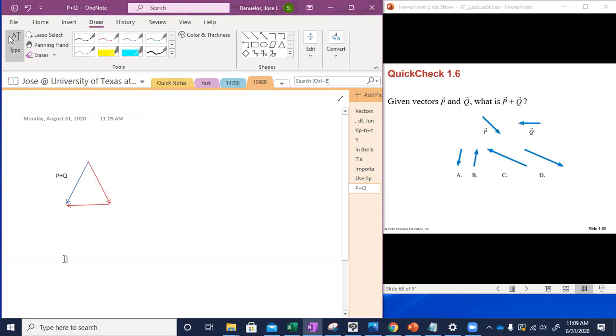Oftentimes people will give that new vector a new name, so P plus Q could equal R or something like that. Later on, we'll use letters that actually represent a real quantity. Are there questions about that? I know it's, hopefully, a bit straightforward, right?